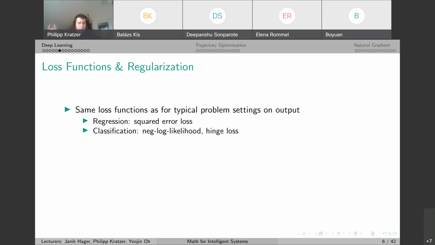We have this function. We have parameters for the function, which are initialized randomly, and in the end, we get some values out. And then on this output, we want to apply some loss to see how far this output is from our data point, from the label in the data point. For regression, one could use squared error loss, for classification, the log likelihood or the hinge loss, as it's typically done.